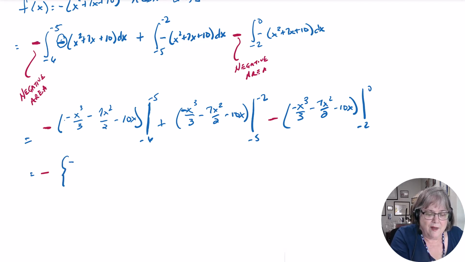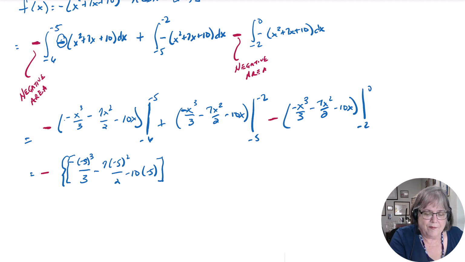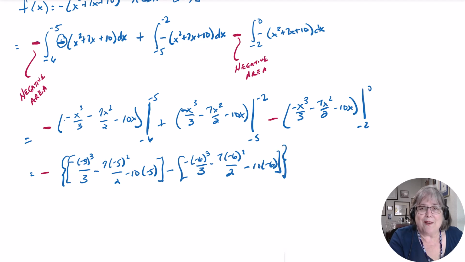And you would have the negative of negative 5 cubed over 3 minus 7 times negative 5 squared over 2 minus 10 times negative 5. Now that's this one part, minus, and then you would have the negative of negative 6 cubed over 3 minus 7 times negative 6 squared over 2 minus 10 times negative 6. And that's just that one part.